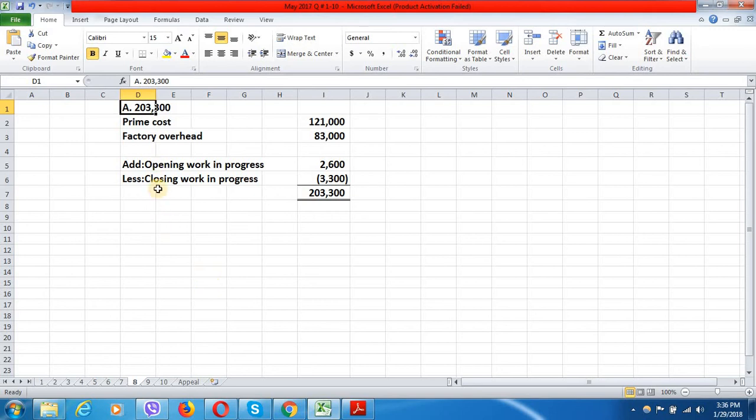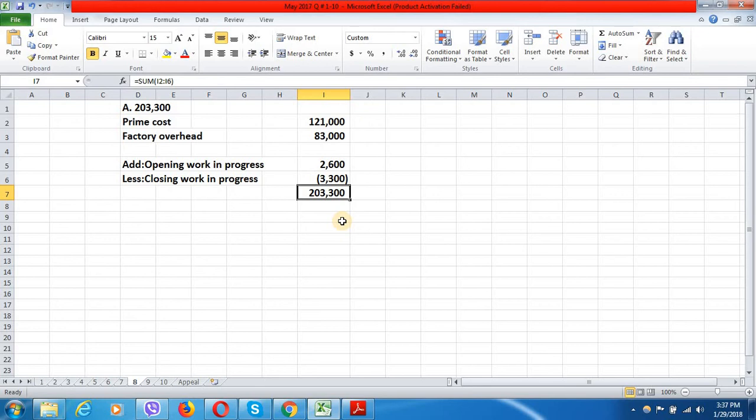I have shown the calculation here. First of all, the prime cost. The prime cost of this business is 121,000. Second, factory overhead, that is 83,000. After adding these two, we need to add opening work in progress with the sum of these two, and then we need to subtract closing work in progress, that is 3,300 pounds. Finally, we got the production cost 203,300 pounds.